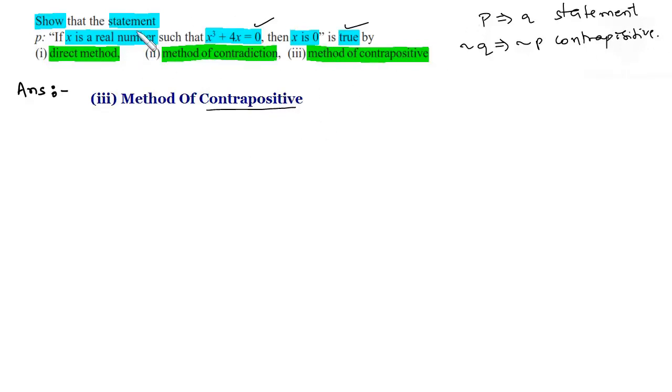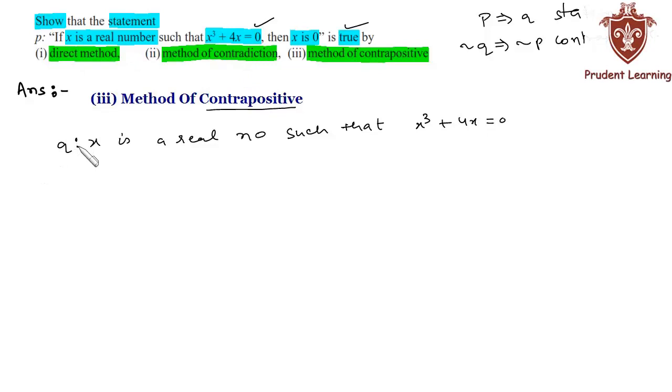The given statement can be broken into two component statements: x is a real number such that x cube plus 4x equals 0. This is the first part of the statement given to us. Let us call it Q. And the second component statement could be x is 0. Let us call it R, x equals 0. Now since in the given statement Q implies R, therefore its contrapositive would be negation R implies negation Q.